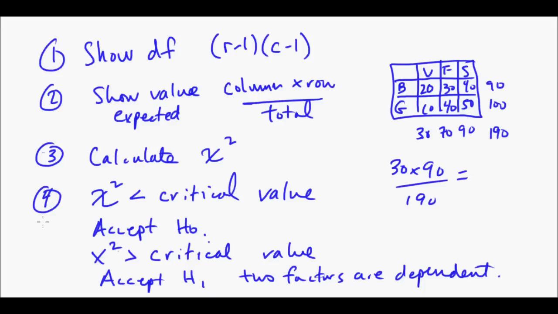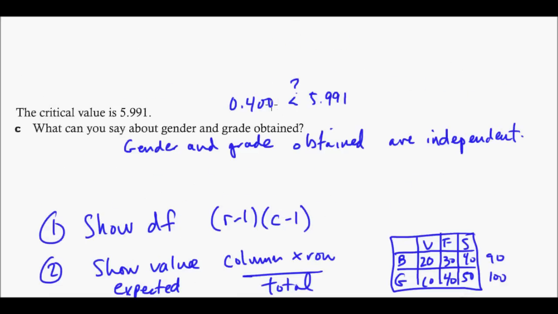The biggest mistake kids I see make is this right here. They misinterpret it. So just remember when you get a low chi-squared value, like 0.400, you're going to accept the null hypothesis. And for a lot of these things, you can't just use logic. Who knows if grades and gender are related, but in this case they're not.